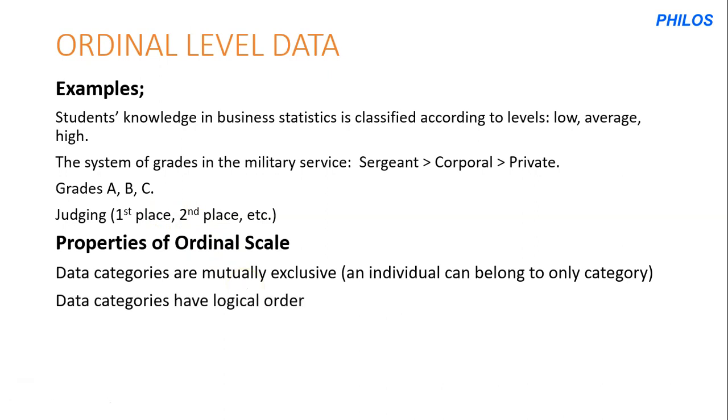And then data categories have logical order. You see, in the nominal scale there is no logical order, but here there is a logical order, because we all know that high is ahead of average, and average is ahead of low.